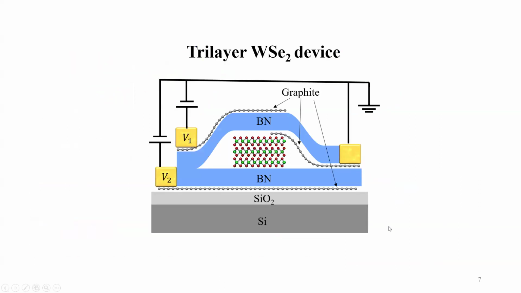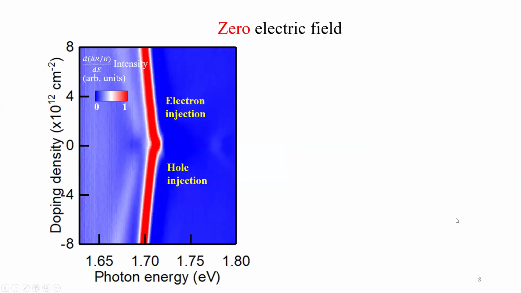So based on this idea, we fabricated our device. This is a simple schematic of our device, BN encapsulated and graphite contacted and gated. With this dual gate structure, we can independently control the doping density and electric field in our sample. Then we measure the reflection contrast of our device. This is our data, shown as a first derivative. In the middle is our neutral exciton, the upper part is the electron injection side, and the lower part is the hole injection side.